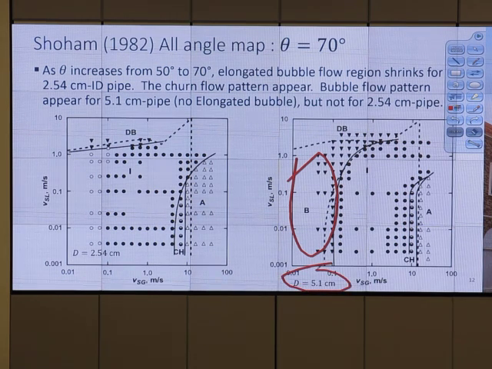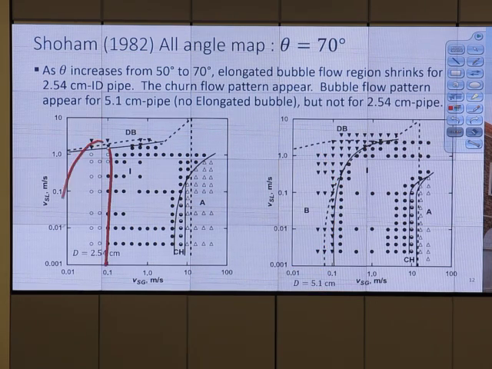Yes. This one is 5.1. This one is 1 inch. Okay, 1 inch pipe, so we don't have bubble flow, but in the large pipe we have. Temitope, why is that? Why do we not have bubble flow in small pipe?